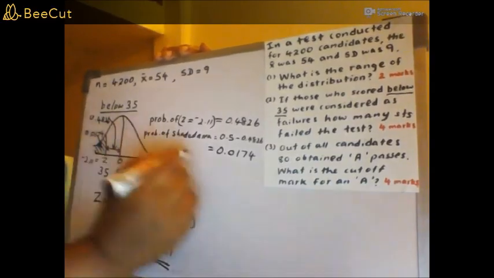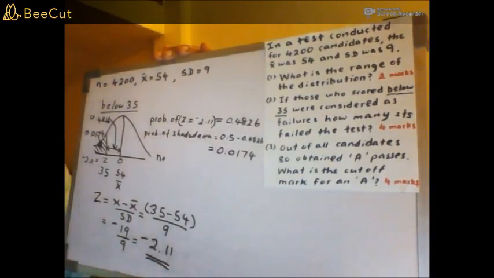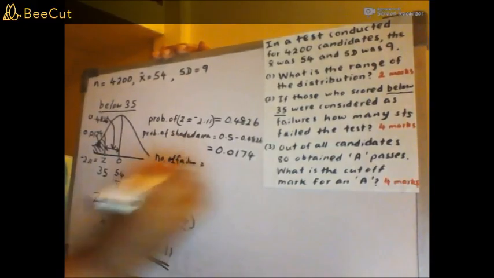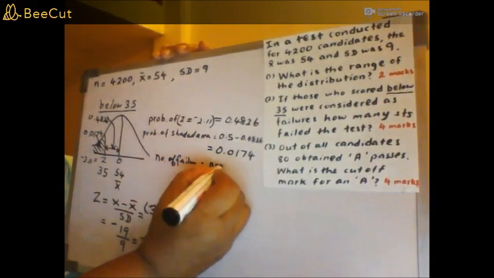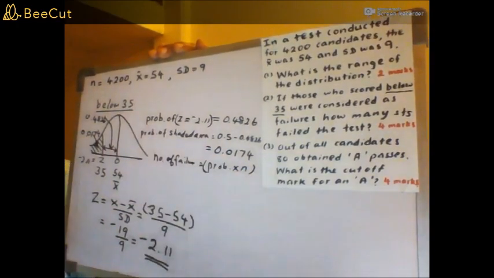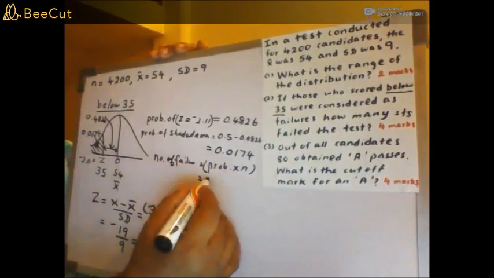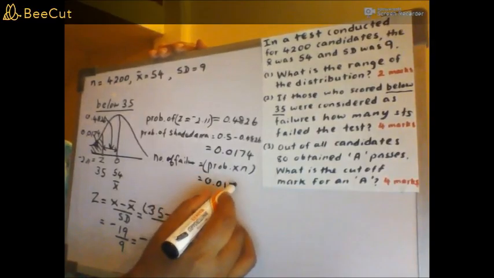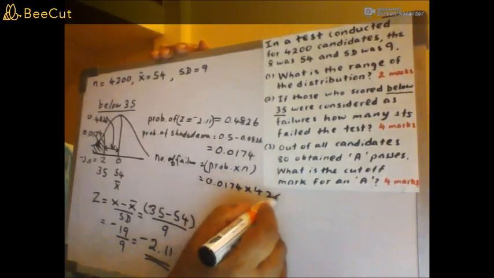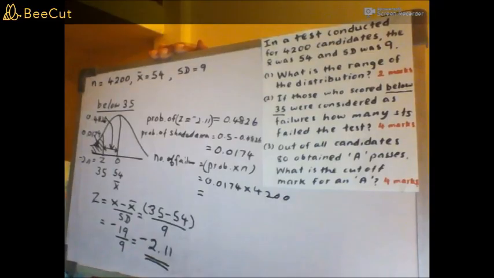Then according to the root, we have to find the number of students. So number of failures. What's the number? Probability into n. That's why I asked you to remember the roots, right? What's the probability? 0.0174 multiplied by, what is our n? 4200. So the answer is 73.08.